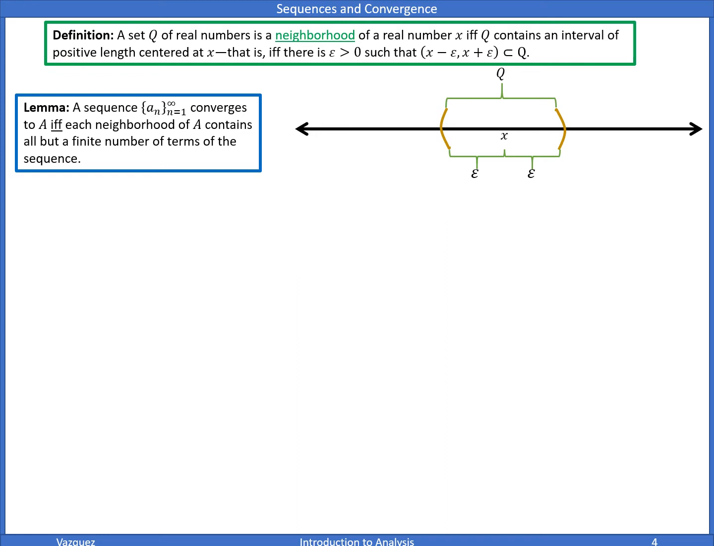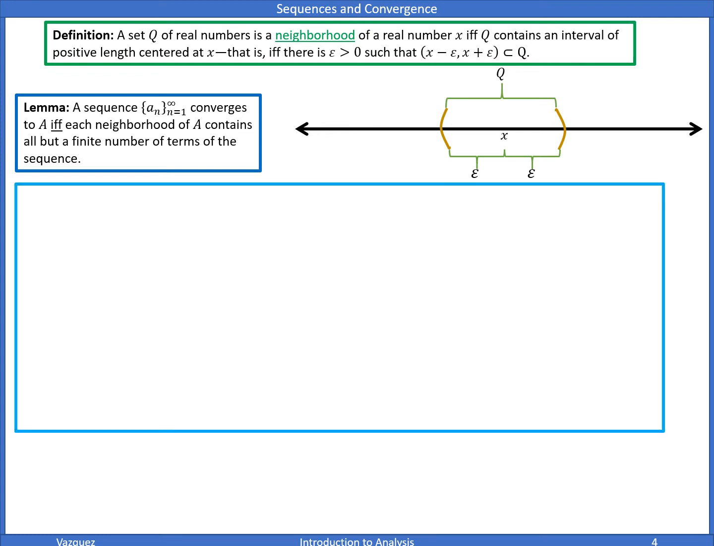So we have a new theorem or a lemma. Lemmas or theorems are always in a dark blue. And I didn't mention it in the last slide, but the proofs are always in light blue. So this lemma says a sequence converges to A if and only if each neighborhood of A contains all but a finite number of terms of the sequence. It's pretty much what I said last slide, but we're going to go through the proof in detail now.